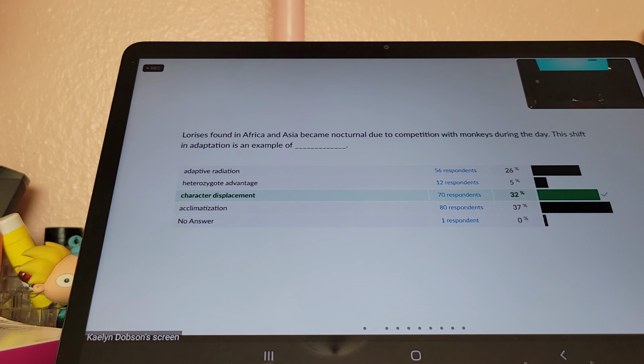Acclimatization, that's adaptation over the course of a lifetime, so that certainly wouldn't apply. Heterozygote advantage is genetic. And adaptive radiation would mean adaptation to a wide range. The answers here make me think that people really weren't sure of this question. Anybody have any thoughts? Okay. Well, that is that.